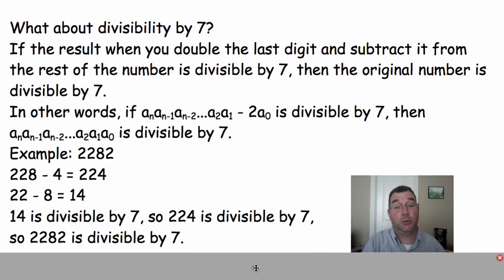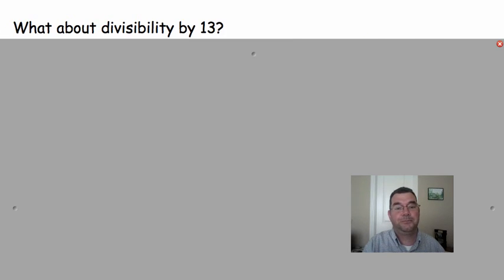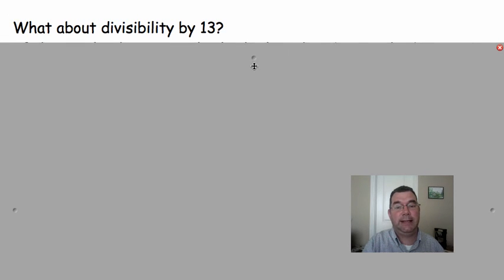All right, so that's the rule for divisibility by 7. You can prove that if you want to. Try it, and I'm sure there's a proof out there somewhere that if you get stuck, you can kind of follow along. And the last one I want to talk about is divisibility by 13.